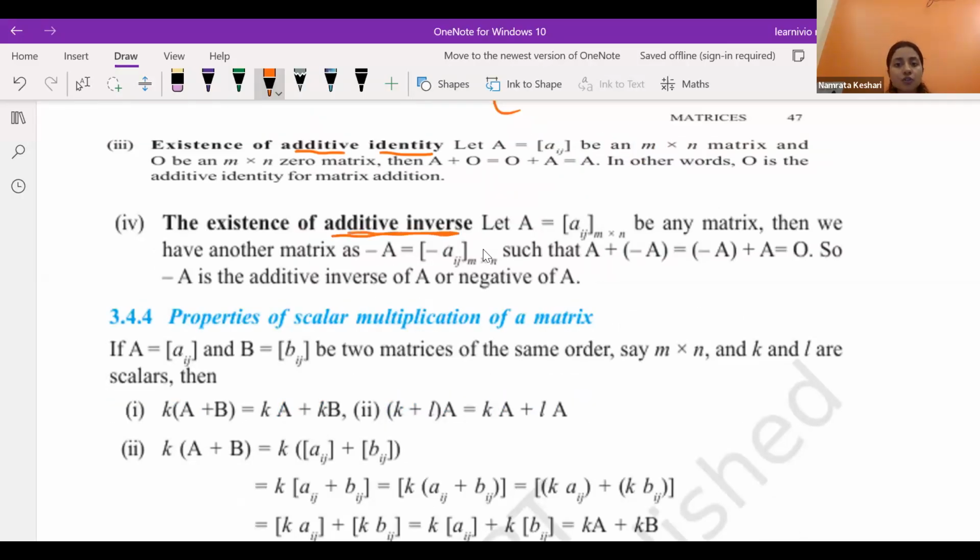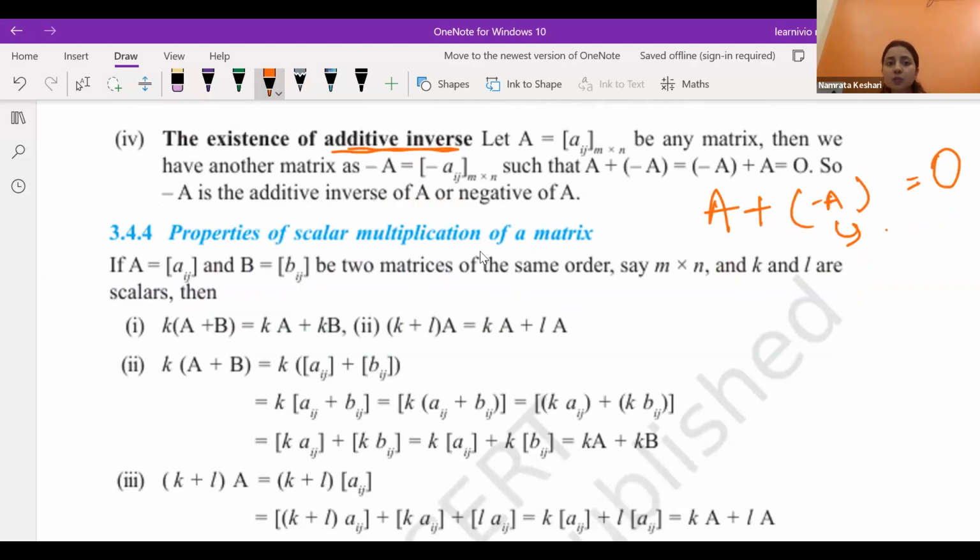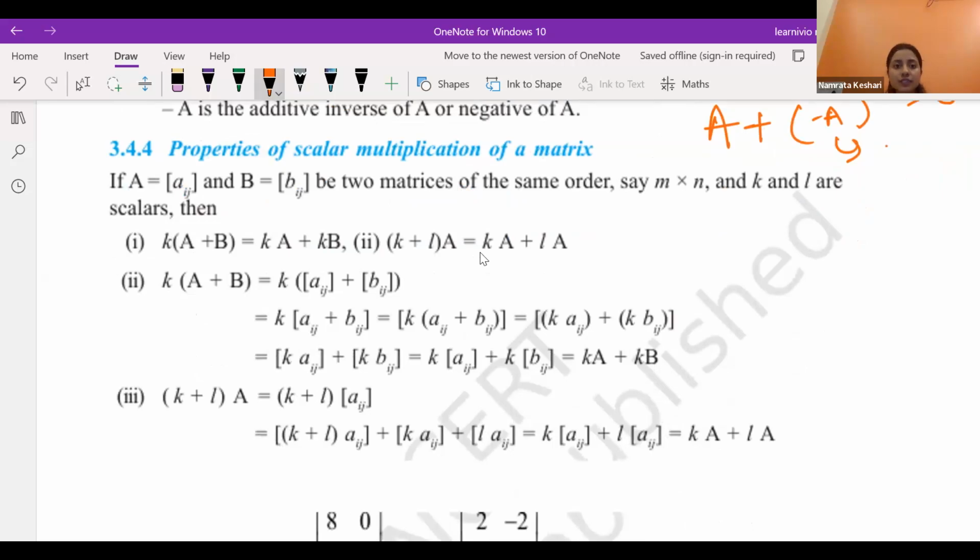Additive inverse means, suppose you are having a matrix A, what should be added with that so that the result is zero? What should be added with A so that the result is zero? So minus, negative A. In an MCQ question, the matrix will be given and the question will be like this: the given matrix A, find the additive inverse of it, or what is the additive identity for the given matrix? This is how an MCQ question can be asked.